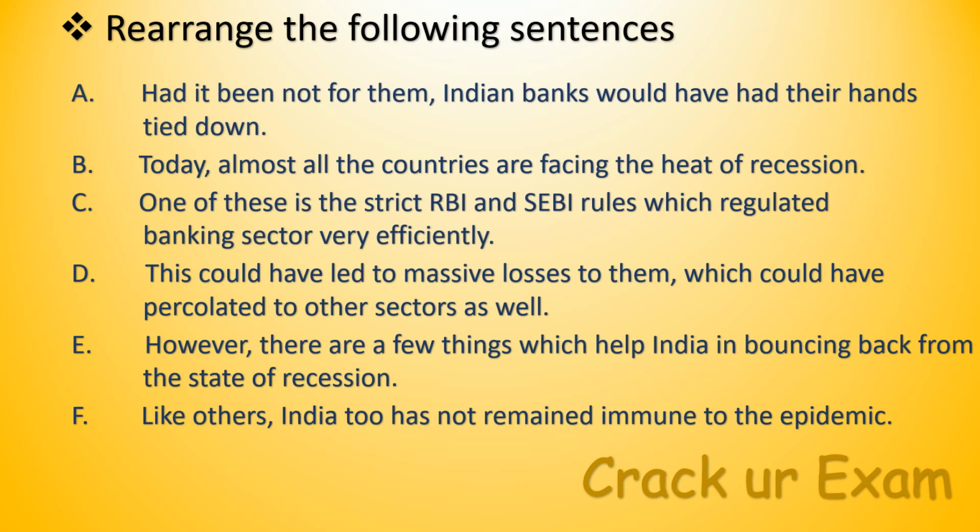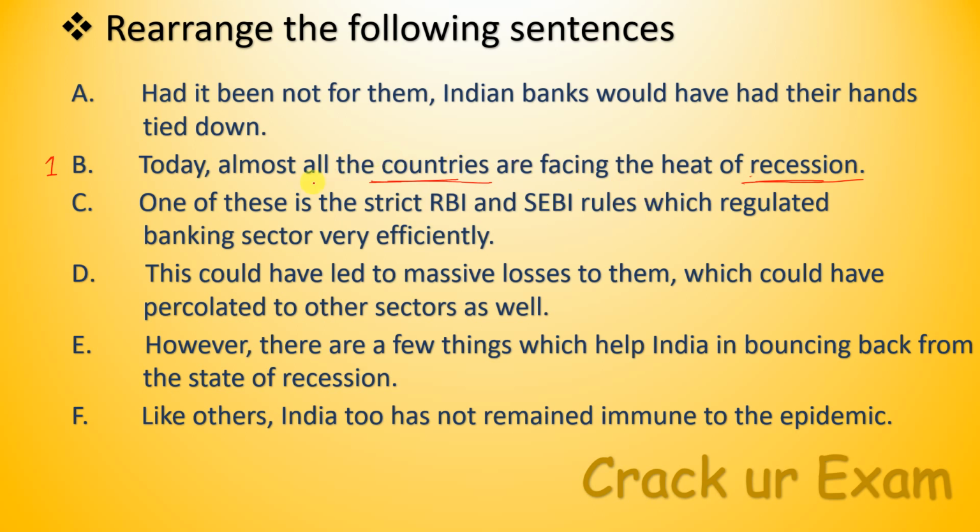So which one is your independent noun in this sentence? As you can see, today almost all the countries are facing the heat of recession, because the remaining sentences are connected to this particular topic, recession. So this is the first independent sentence: today almost all the countries. So what are the nouns here? One noun is countries, another is heat of recession. There are two independent nouns in this sentence. So B may be your first sentence. Today almost all the countries are facing the heat of recession.